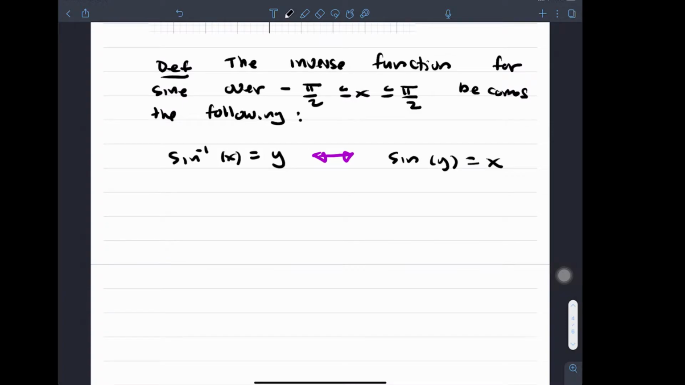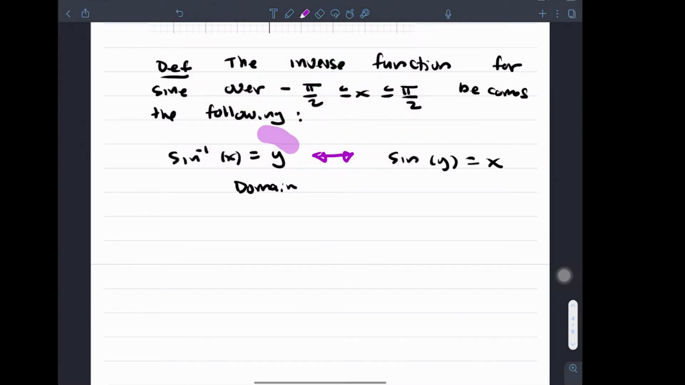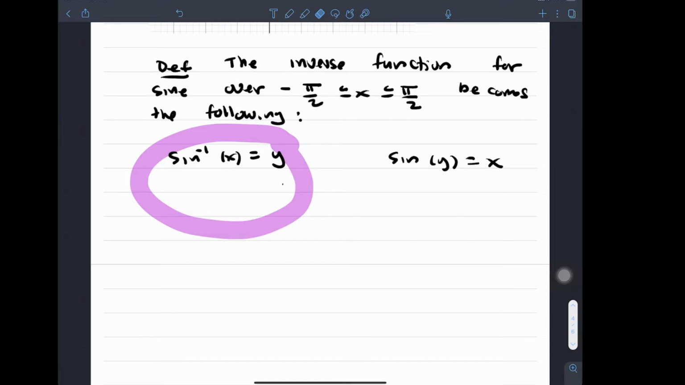Sine y equals x. Now the domain of this function, because this is what we're looking for. I'll erase that one. This domain, we're switching domain and range. So x is now between positive 1 and negative 1, right? And now your range is between negative pi over 2 and positive pi over 2. You say, why? Because we switched domain and range.